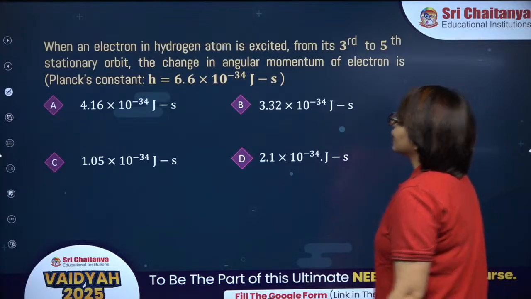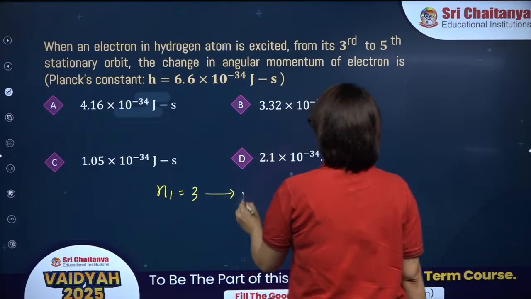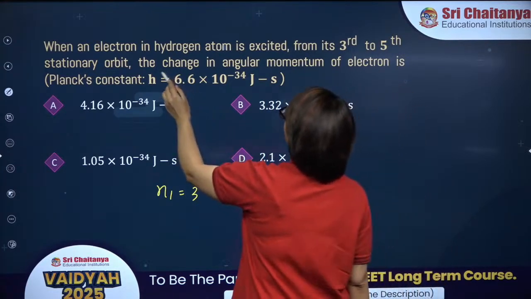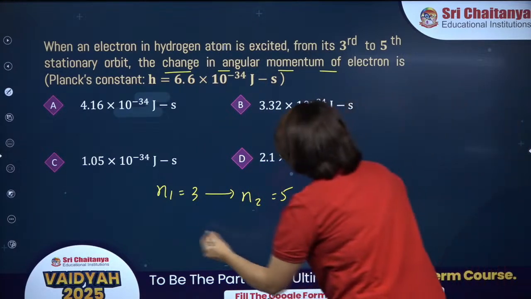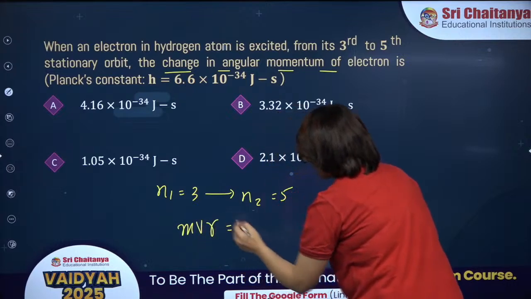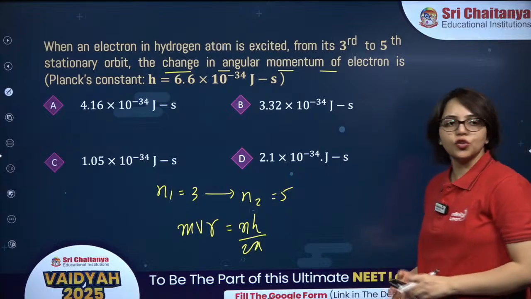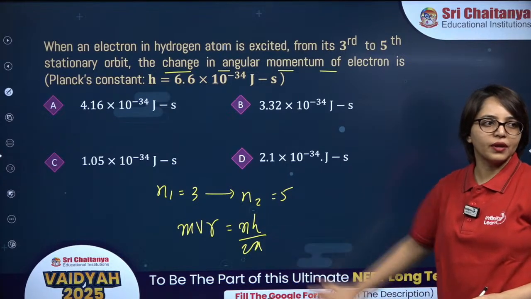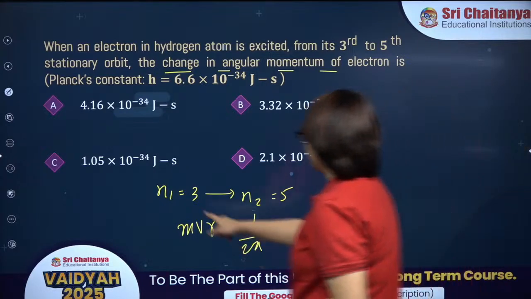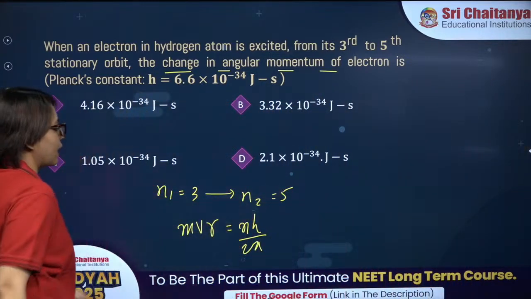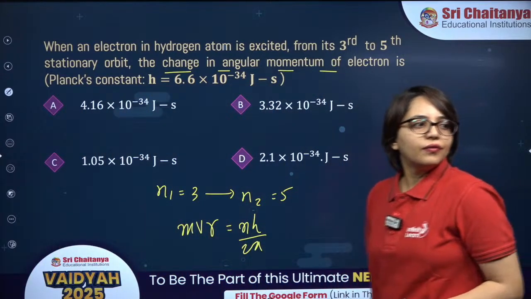Let's try this one. When an electron in hydrogen atom is excited from its third to fifth stationary orbit, the change in angular momentum of the electron is, Planck's constant is given. So what is angular momentum of the electron? MVR, and it should be nh upon 2 pi. Okay, quantization condition, MVR should be nh upon 2 pi over here. Alright, try this one, come on guys. When it is in third orbit, n will be 3. When it is in fifth orbit, n will be 5. You have to find the change in angular momentum. Well done, well done.